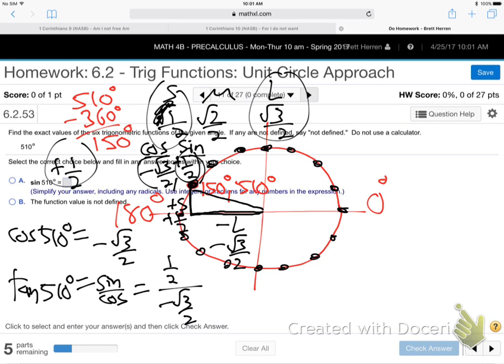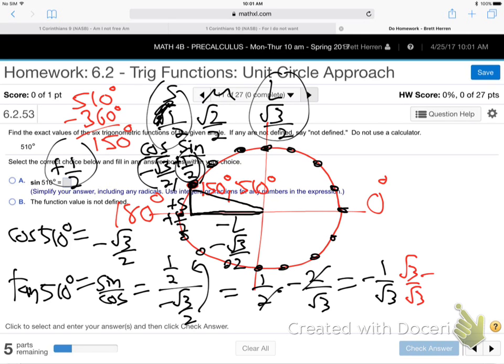Remember what you do? Fraction over fraction. You take the one on the bottom, you flip it up. So that would be a half times negative 2 over root 3. These cancel, negative 1 over root 3. Can't leave a root on the bottom. So we get rid of that by multiplying top and bottom by root 3 and get what? Root 3 over regular 3, still negative. Negative root 3 over regular 3. So there's the tangent of 510.